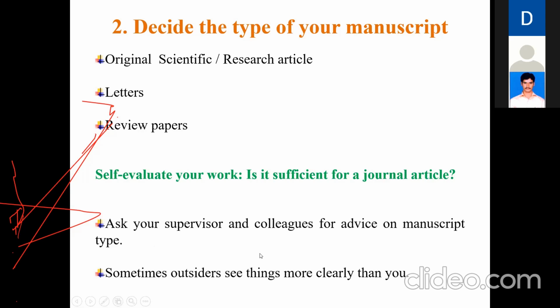So you have to discuss with your supervisor, that is, your guide or our student friends. Sometimes outsiders see things more clearly than you. After that, you can give your paper or discuss your idea with an outsider also. They have a critical eye to evaluate your paper. So first you have to evaluate your work, whether it is suitable for the journal or not, right?